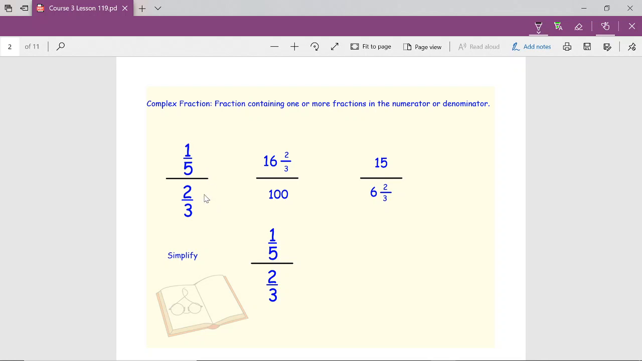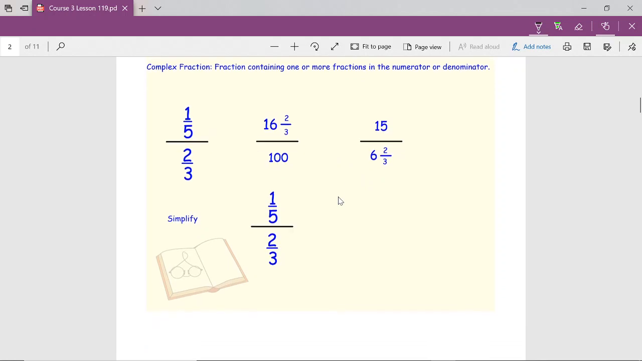It's a complex fraction. Or maybe a mixed fraction like 16 2/3 divided by 100, or 15 divided by 6 2/3. We're just looking for extra fractions in that numerator or denominator. So we're going to look at a couple different methods of solving these. So let's simplify 1/5 divided by 2/3.